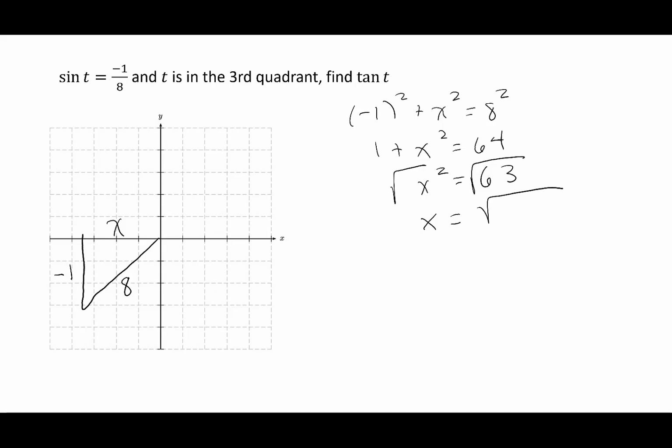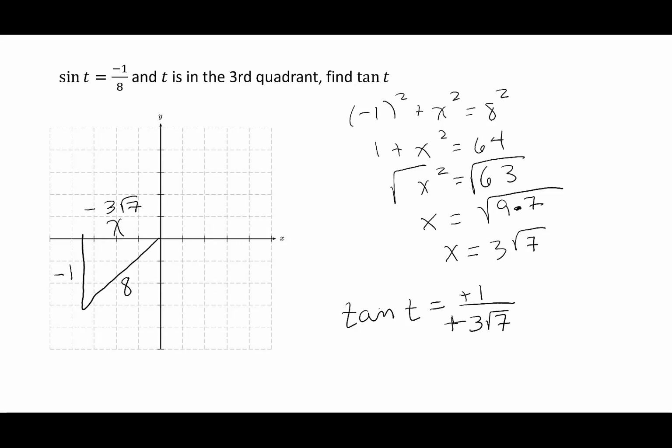of 63. 63 is equal to 9 times 7. Because I can extract the 9, I can make this x is equal to 3 square root of 7. So when I can reduce the radical, I always will. When we go to put 3 square root of 7 back into our triangle, we want to look at where it's located. In the third quadrant, cosine is going to be negative, so I have negative 3 square root of 7. Tangent of t is going to be the opposite, negative 1, over the adjacent negative 3 square root of 7. The negatives cancel, so now I have a positive.